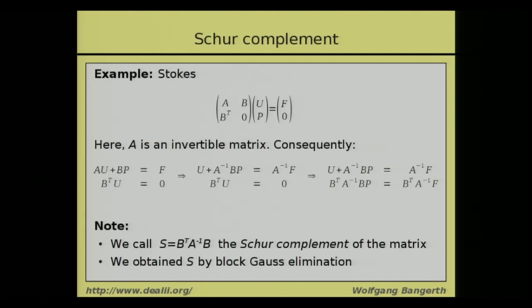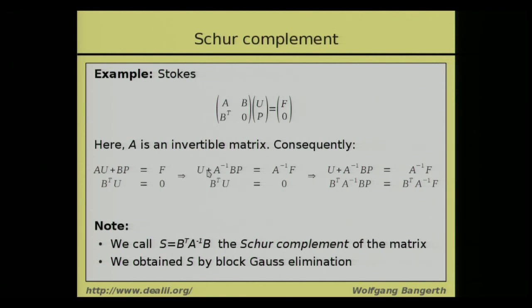So the Schur complement comes from the following realization. If I start with the Stokes system, I can think of this, of course, as two equations, AU plus BP equals F and B transpose U equals 0. So these are these two equations here. Now let me multiply the first equation with A to the minus 1. So I get U plus A to the minus 1 BP equals A to the minus 1 F, and the second equation is what it is.